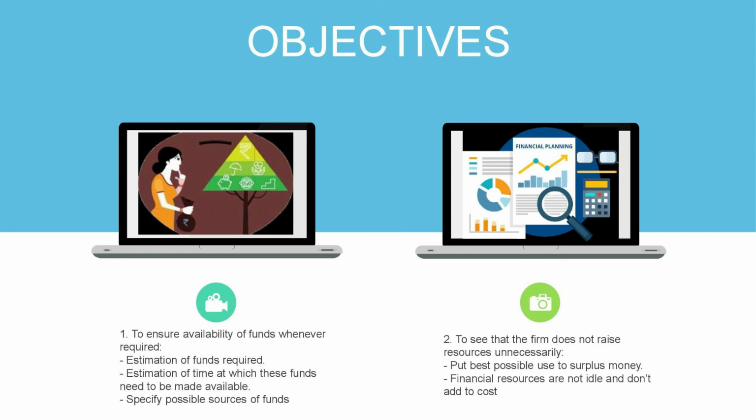The next objective of financial planning is to ensure that the funds are not idle, because idle funds are probably the most dangerous aspect that affects the growth of a business organization. So the financial department has to come up with the best possible use of the surplus money, or whatever money is not immediately required, and it has to be put into the best and most effective usage. This way they can also ensure that the idle funds are not adding on to the cost of the organization.